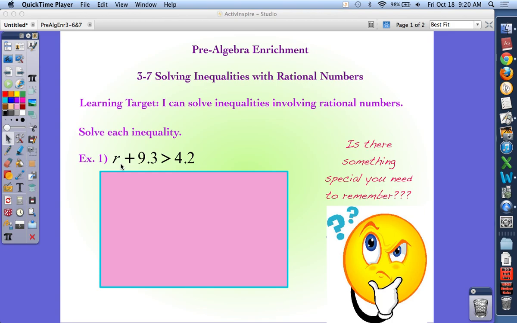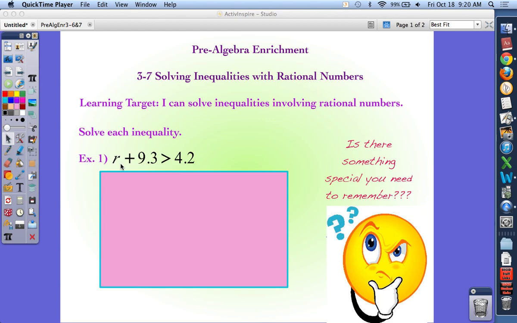You focused on solving equations with rational numbers. Now let's focus on solving inequalities with rational numbers. Just like the previous lesson, you have already learned how to solve equations and inequalities. We're just throwing in decimals and fractions now, so it's a little bit harder, but it's the same process.